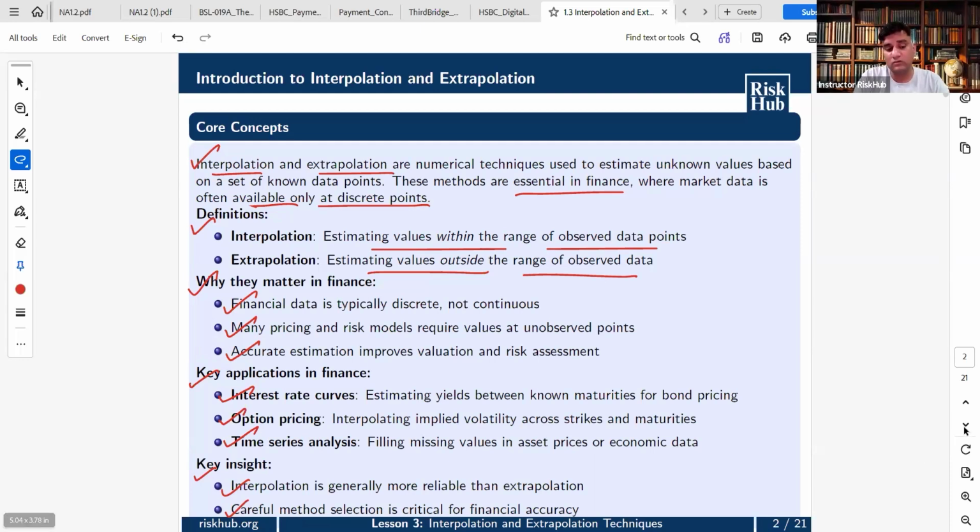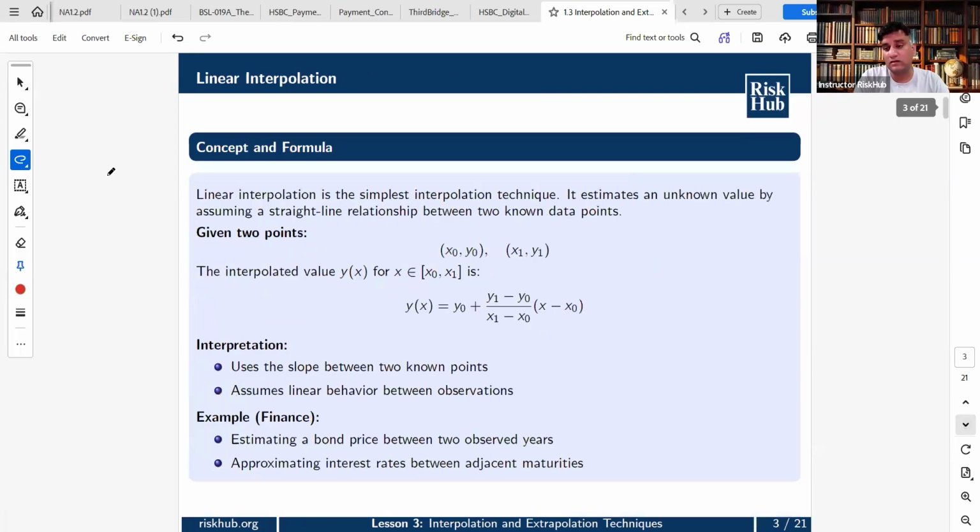And then we get into linear interpolation. Let's try to understand this concept. Again, we have to understand the formula, the interpretation, and the example. This is the simplest and most important starting point. The idea is that between two known points, we assume the relationship is a straight line. Suppose we have two known points, (x0, y0) and (x1, y1). The linear interpolation formula is: y(x) = y0 + (y1 − y0)/(x1 − x0) × (x − x0).